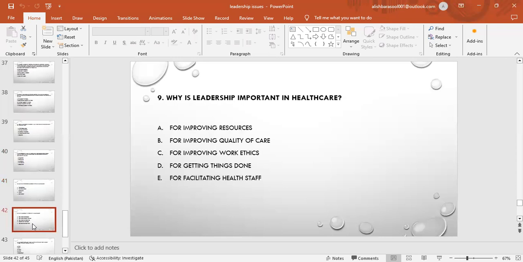Why is leadership important in healthcare? A, for improving resources, B, for improving quality of care, C, for improving work ethics, D, for getting things done, E, for facilitating the health staff. B. Yes, B is the right answer, for improving quality of care.